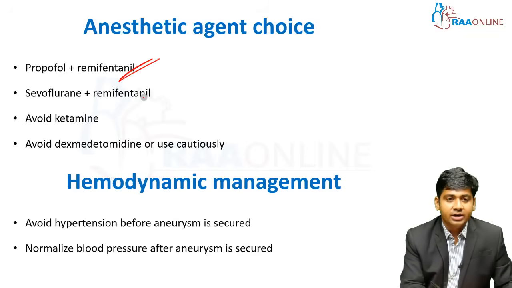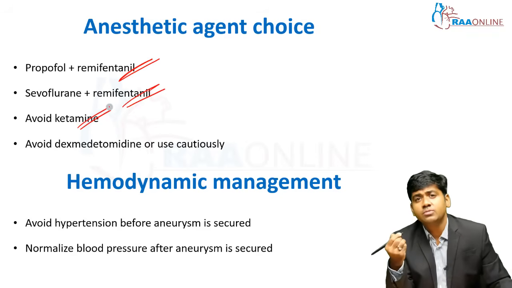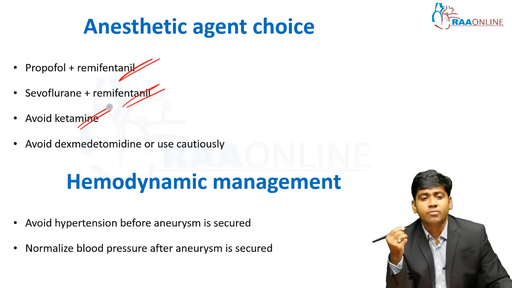Agent of choice: propofol, remifentanil, sevoflurane, remifentanil. Avoid ketamine because sometimes ketamine can increase ICP. So there will be a relative decrease in cerebral perfusion pressure.